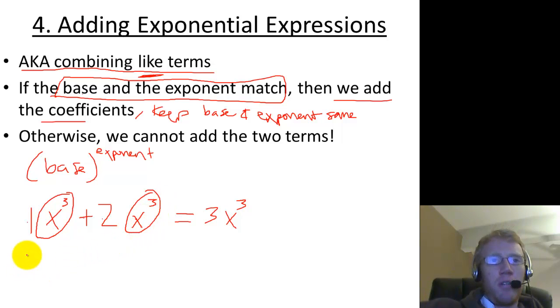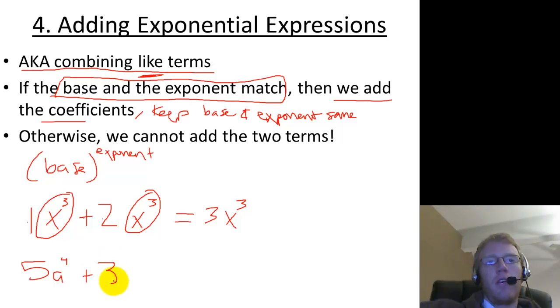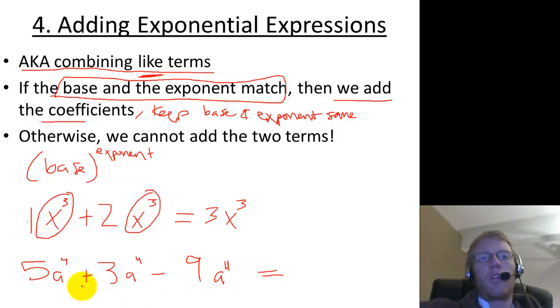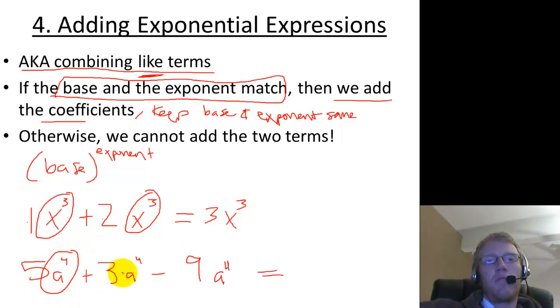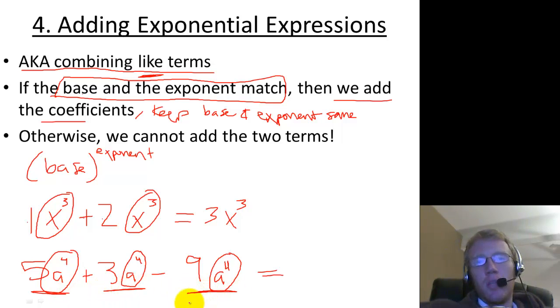Okay, let's do another example here. Let's do 5a to the fourth plus 3a to the fourth minus 9a to the fourth. Okay, so we start looking and see what is our base, what is our exponent. Our base is a, and our exponent is 4. Base a, exponent 4. Base a, exponent 4. So all three of these, 1, 2, and 3, are like terms, and so we can combine them.